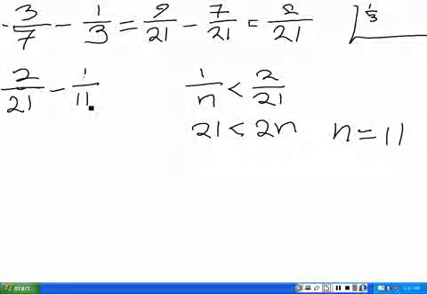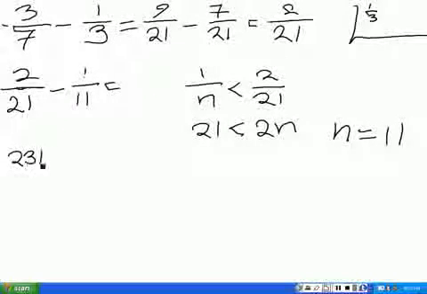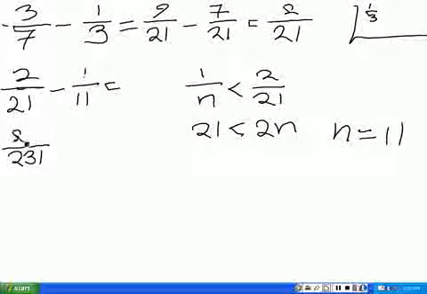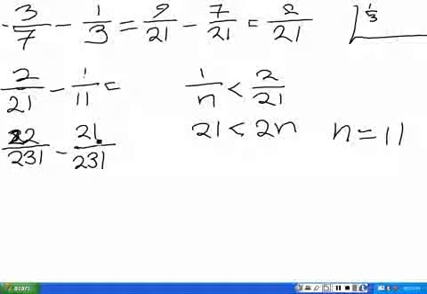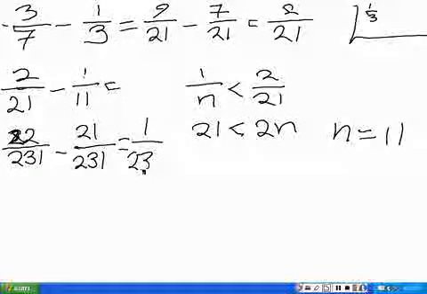Okay, so this is the tricky part, doing this little subtraction here. Well, what do I get? Let's use 21 times 11 as the denominator. That's 110 plus 110 plus 11, or 220 plus 11, which is 231. And this would be 22. Sorry about that. That's a 22. Minus, this is going to be over 231, and that would be 21, and this gives me 1 over 231.